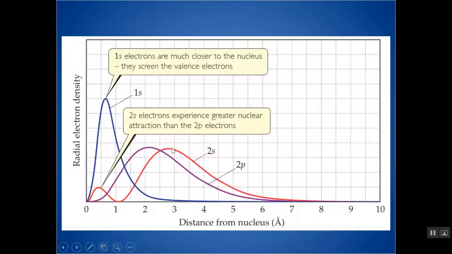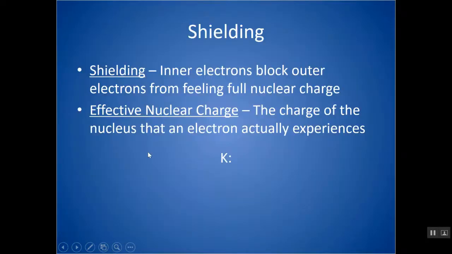So how can you figure out what the effective nuclear charge is? Let's just talk about it conceptually. The term shielding refers to the act of inner electrons blocking outer electrons from feeling the full nuclear charge. Effective nuclear charge is the term that means the charge of the nucleus that the electron actually experiences. So if I'm looking at potassium, here's the electron configuration for potassium: 1s2, 2s2, 2p6, 3s2, 3p6, 4s1. If you have trouble with that, go back to my video about electron configuration.